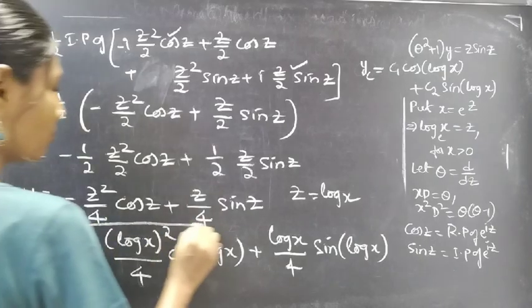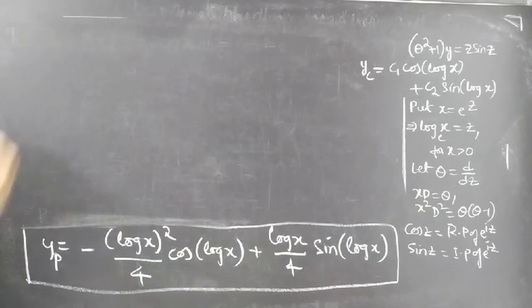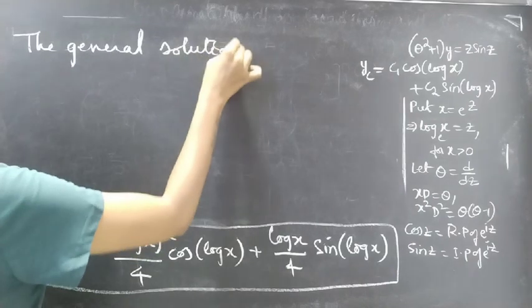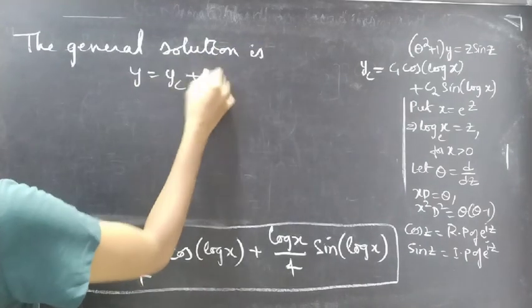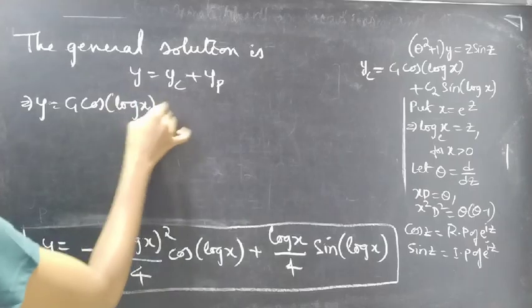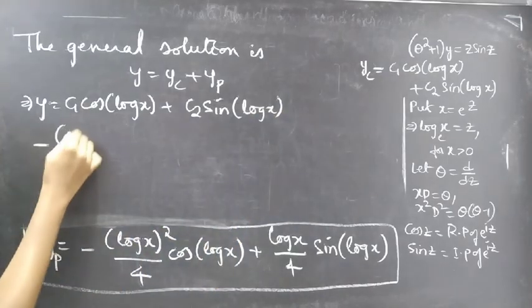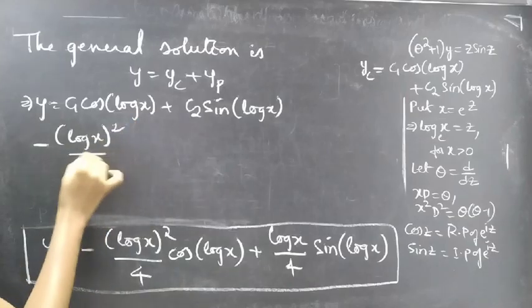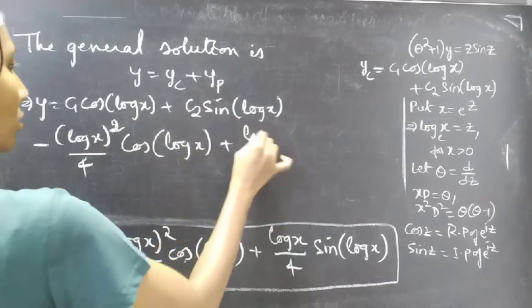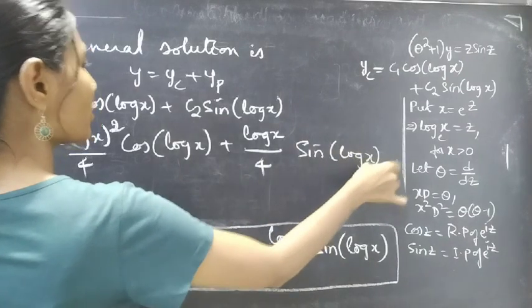So we got yp and yc. Let's write the general solution now. The general solution is given by y equals yc plus yp. Then y equals c1 cos of log x plus c2 sin of log x plus yp, minus log x whole square by 4 into cos of log x plus log x by 4 into sin of log x. This completes the problem.